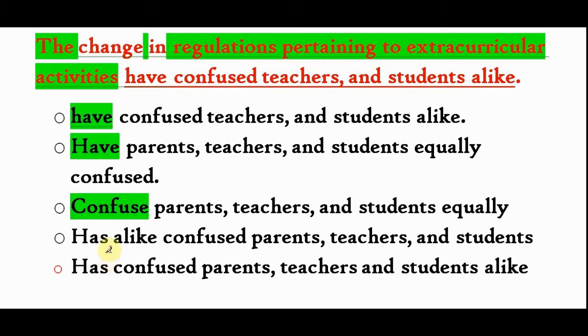Both are fine from the subject verb agreement point of view. So what's the problem? Has alike confused. Now the uses of alike. Remember, alike is never used before the verb. Alike is used always after the verb. So the placement of alike is incorrect. And that's why option D out, E becomes the best option.